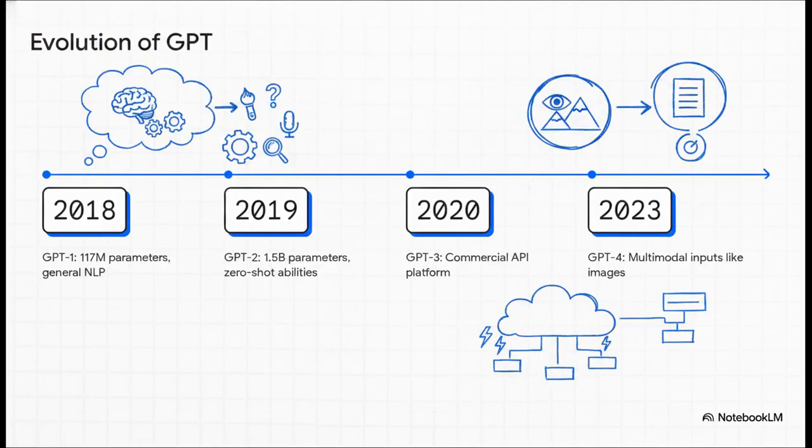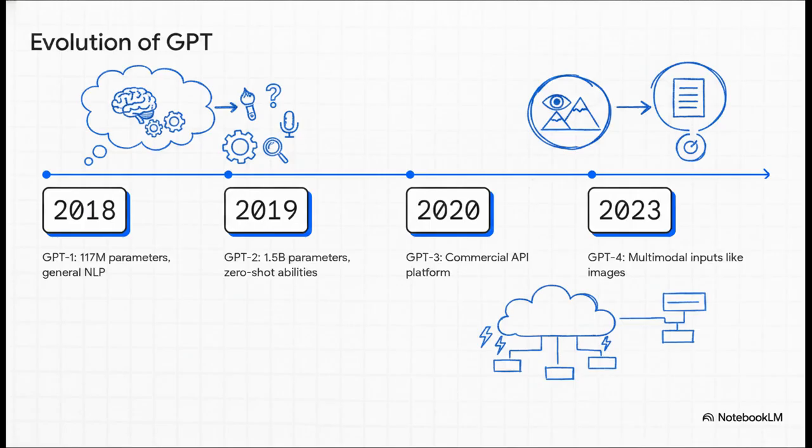And this approach has evolved at just a blistering pace. Let's trace the timeline of OpenAI's GPT models for some perspective. In 2018, GPT-1 launched with 117 million parameters, basically proving the foundational concept worked. Just a year later, GPT-2 scaled up to 1.5 billion parameters, and it demonstrated these stunning zero-shot abilities, meaning it could perform tasks it was never even explicitly trained for.